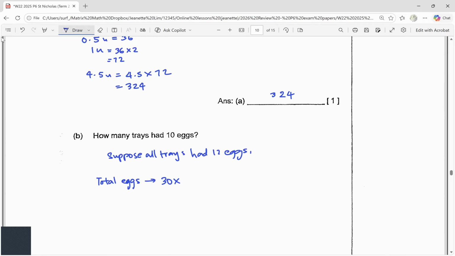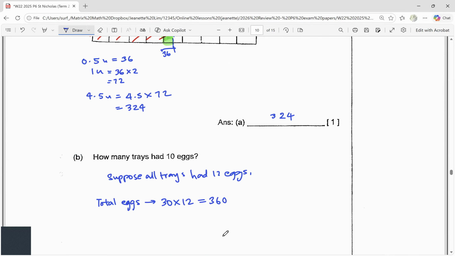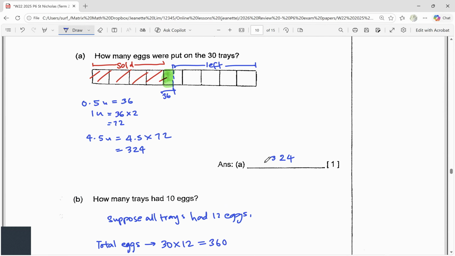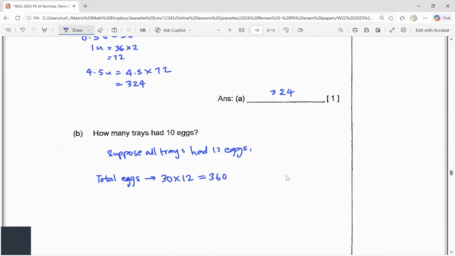Okay, so the total number of eggs we have is 30 times 12, which is 360. 12 because we said that all trays have 12, right? 30 because they said that he put them onto 30 trays. So 360 is too much, right? Because your answer in part A shows that the total number of eggs left is only 324. So what is the extra that we need to remove? We take 360 minus 324.